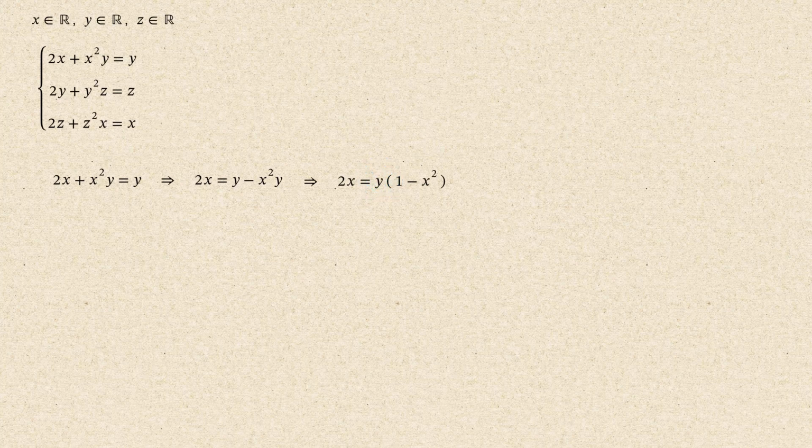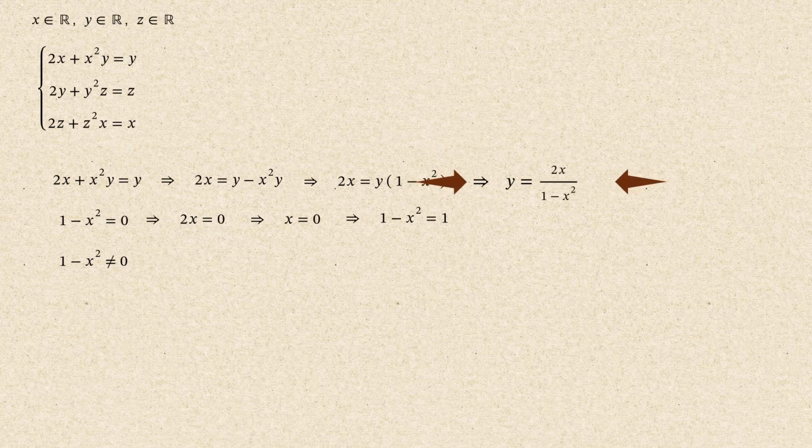Before we obtain the expression for y, we have to make sure that factor 1 minus x squared is non-zero. Indeed, if 1 minus x squared is 0, then the equation gives 2x equals 0, so x equals 0. However, if x equals 0, then 1 minus x squared must be 1, while we assumed that it is 0. This contradiction shows that 1 minus x squared is non-zero, so we can divide the equation by 1 minus x squared to obtain the expression for y in terms of x.